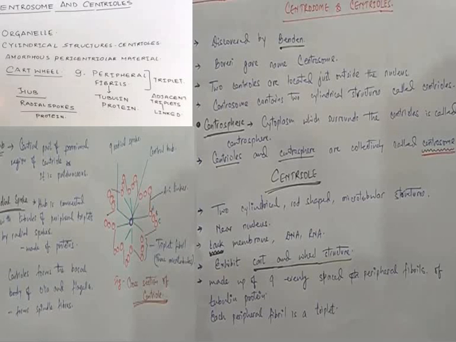Students, another slide, a handwritten slide of centrosome and centrioles and cilium, with centrosome and centriole given in six points, and centrioles in five points. So you can read them out yourself and take note.